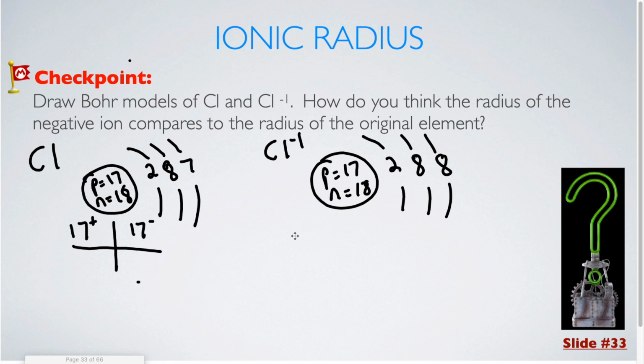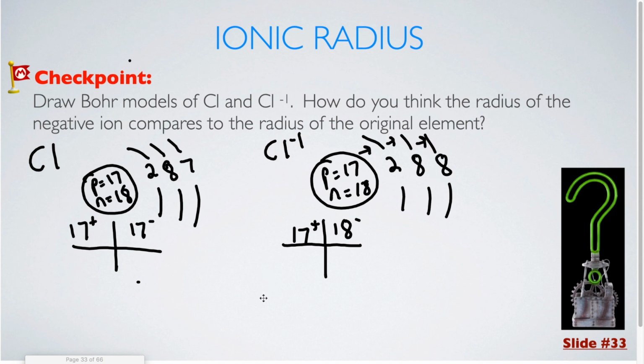In the negative ion, you have 17 positives in the center versus 18 negatives, which are in the shells pulling outwards. So even though the shells are in the same exact places that they were before, each one of these shells is going to be a little bit further away than where it was before, because the nucleus cannot hold on to the 18 electrons as well as it could have held on to the 17 electrons.